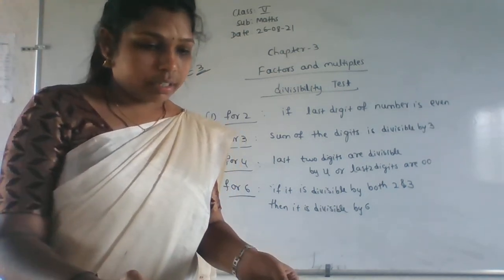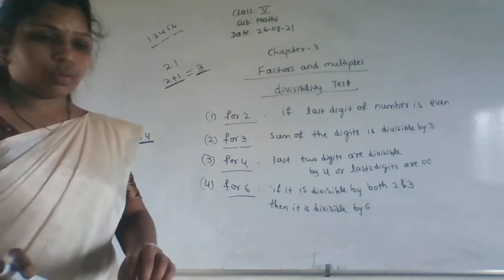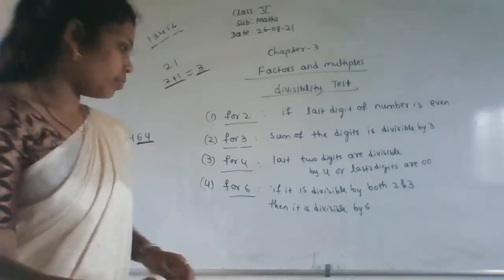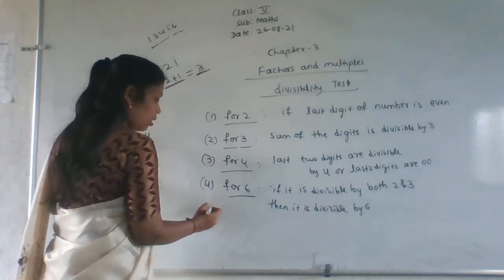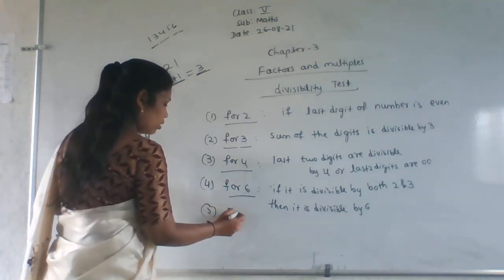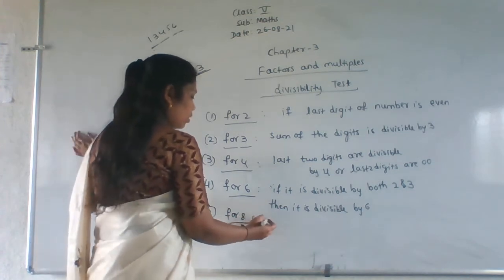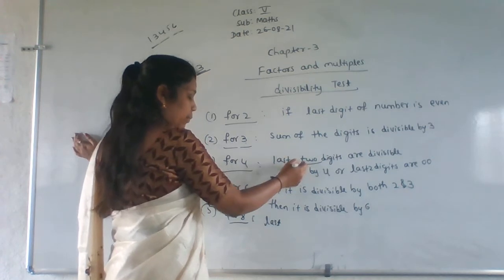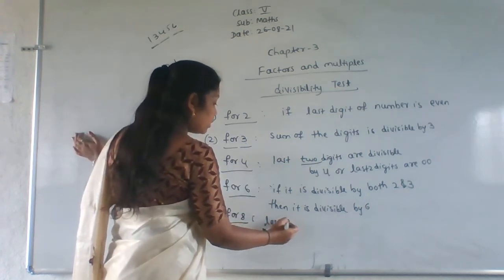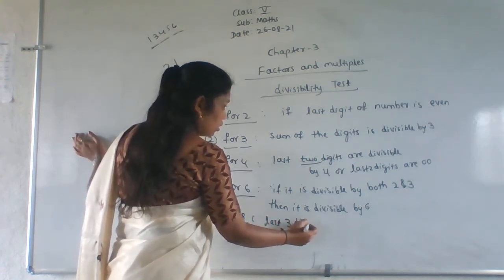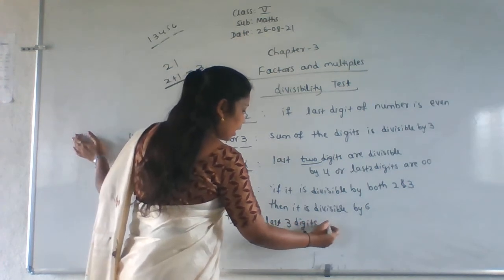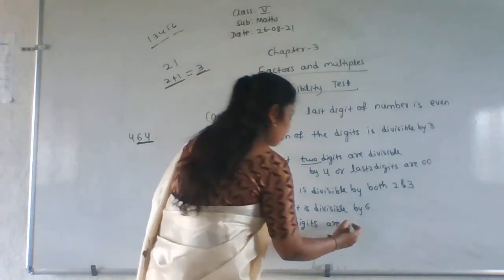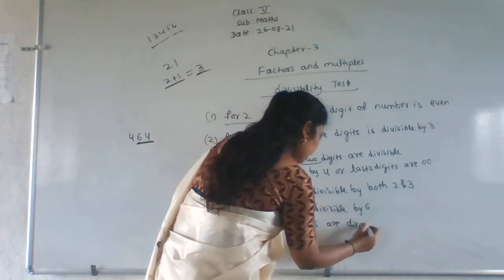Next one is divisibility test for 8. Okay, we'll check for 8 also. That is last 3 digit numbers you have to consider here. Fifth one, 8. Okay, so in 4 you studied only the last 2 digit number. In 8, the last 3 digit number, or last 3 digits are divisible by 8. Like that.